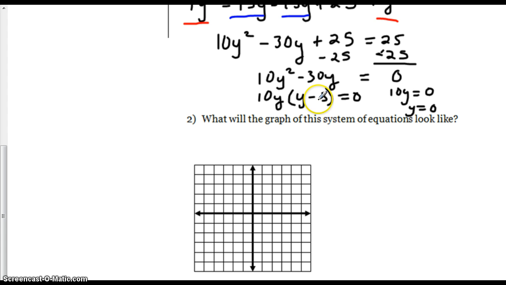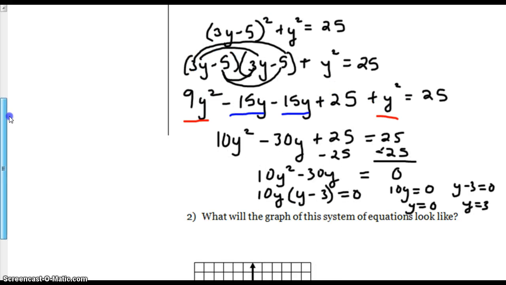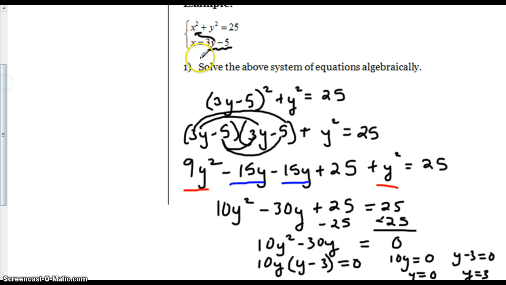Our second factor will set equal to 0. Y minus 3 equals 0. And so I'll add 3 to both sides and get y equals 3. So for this solution, I have two y's. So it looks like we have two solutions for this circle and this line going through twice. So we have the y values. Now we need to substitute in to the line equation to find the x.